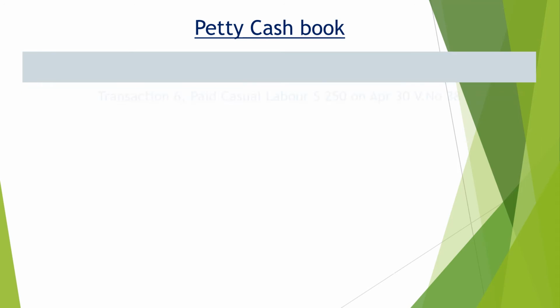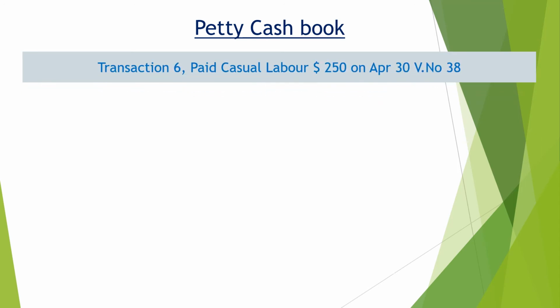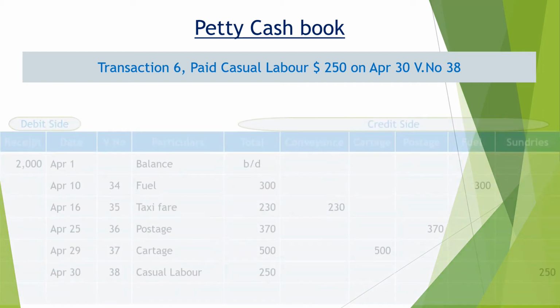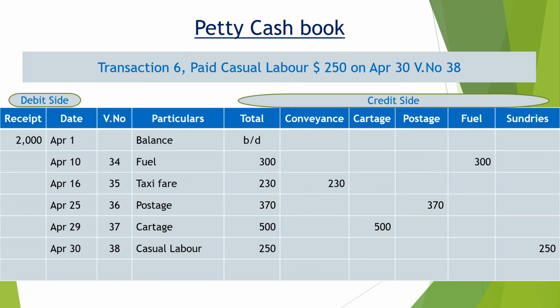Now here is the transaction number 6. As you would notice, casual labor was paid $250. Being an irregular expense, there is no column allotted to this nature of expense. So that will go in sundries.